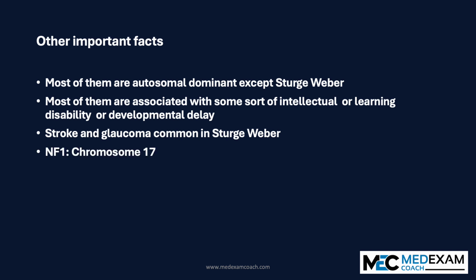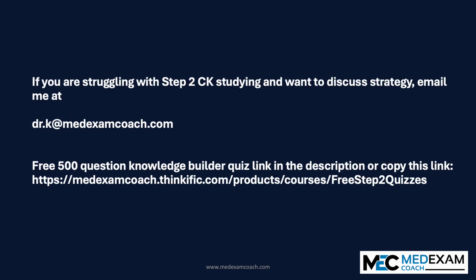NF1 chromosome 17, NF2 chromosome 22, 2, 2, 2. And 1 is less than 2, so 17. So remember 17 and 22. Von Hippel-Lindau is chromosome 3. And that's it. And then you can just go back and review the lecture and pause it.